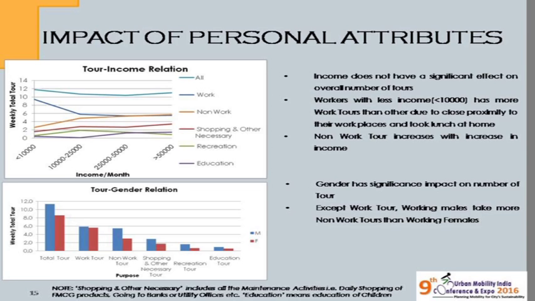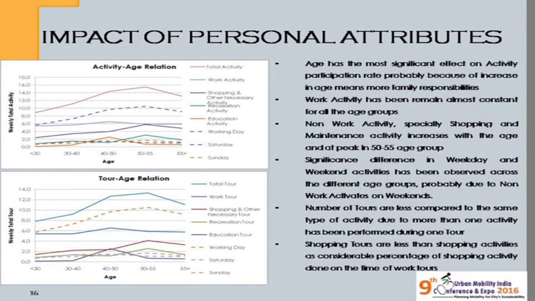So we have found out that age has a significant impact on activity participation as well as tours. Except for work tours, where people work 5 days a week, for other activities the number increases with age, because after 30 or 35 people get married and have a family, so they have other necessary things to do.